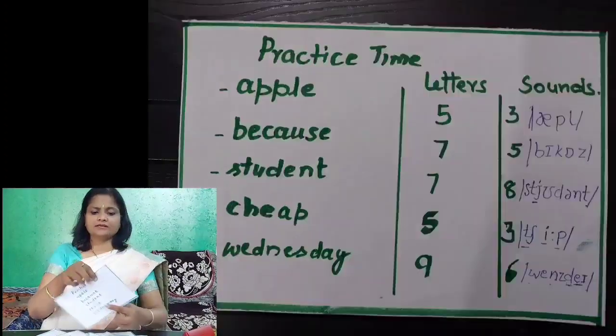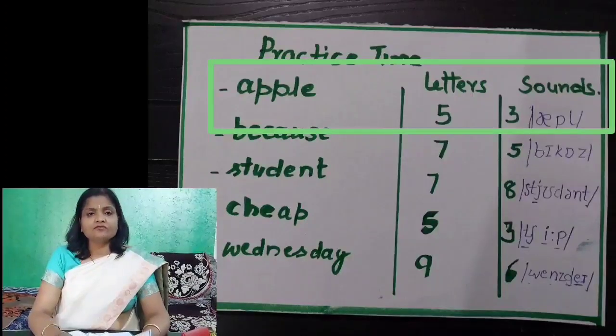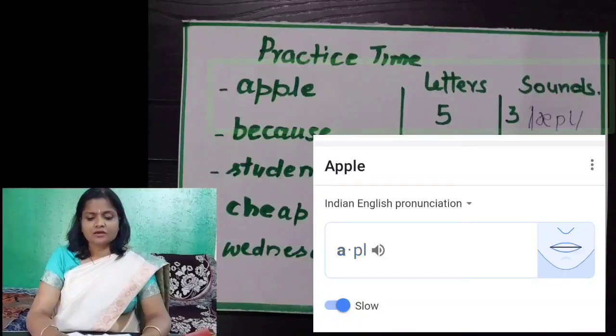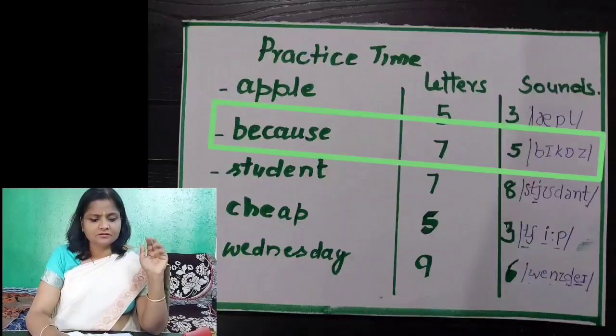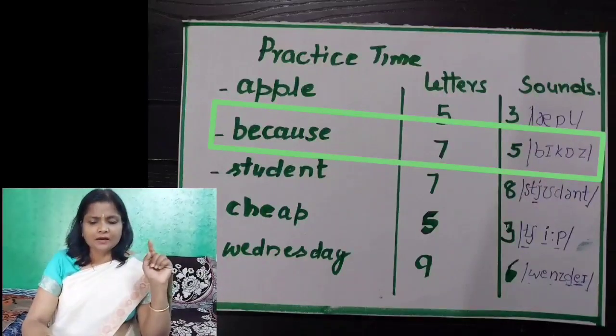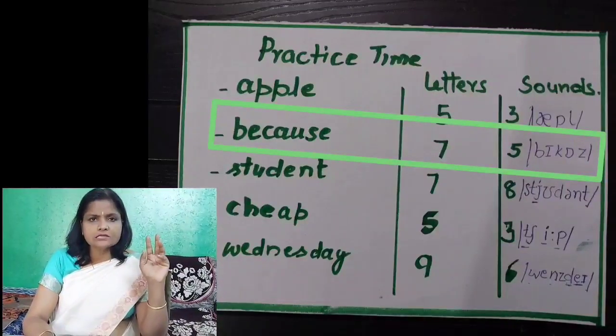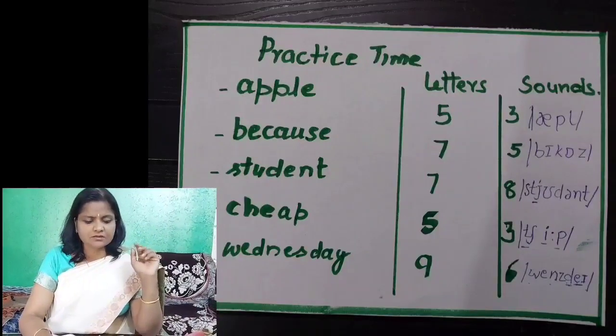Okay, so now you can see the answer. Apple is having 5 letters and 3 sounds. Apple. Because has 7 letters, 5 sounds. B, E, K, O, Z. Because.